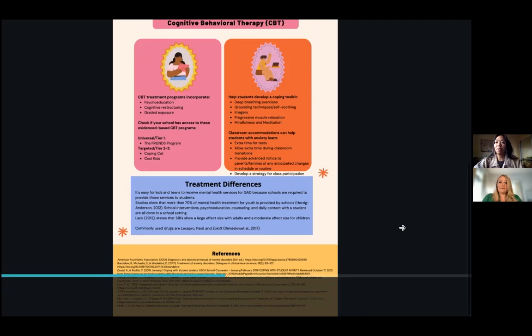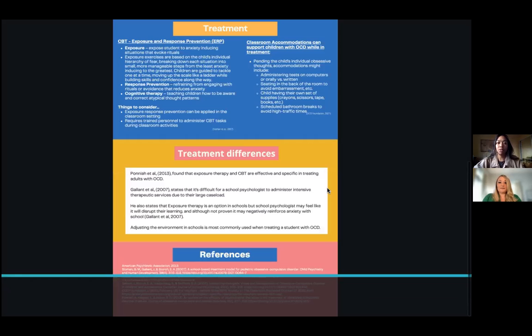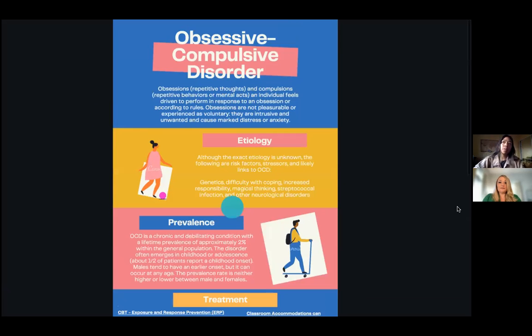All right, and moving on to obsessive-compulsive disorder. Obsessive-compulsive disorder is characterized by repetitive thoughts known as obsessions and repetitive behavior or mental acts known as compulsions. These obsessions and compulsions are involuntary and unwanted and cause a marked degree of stress and anxiety.